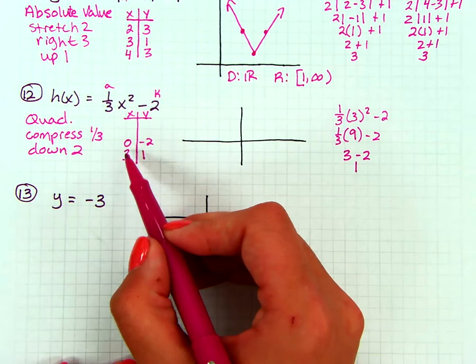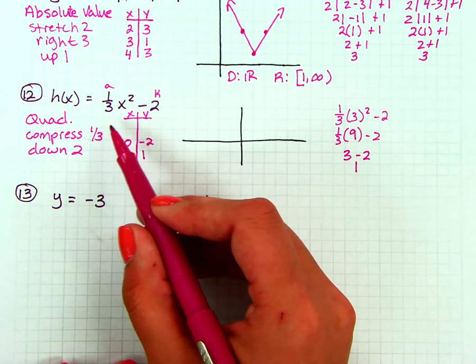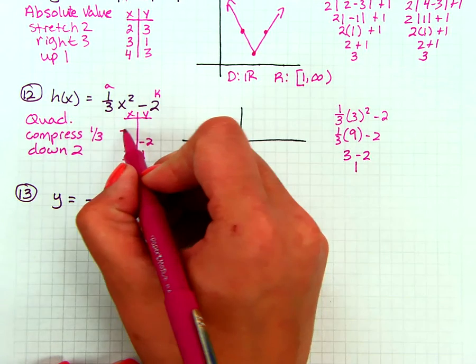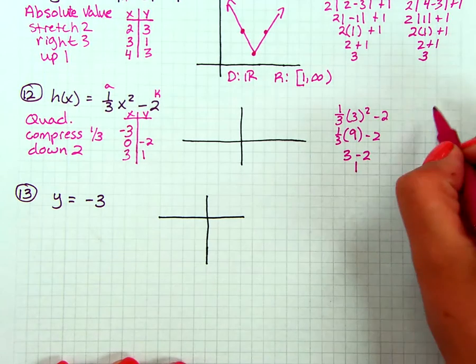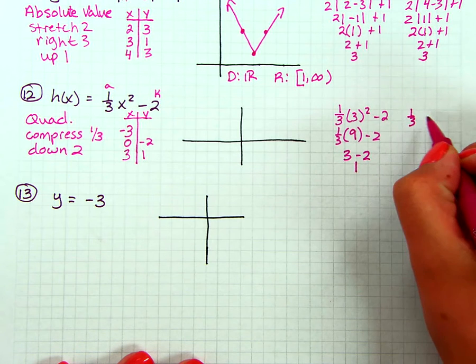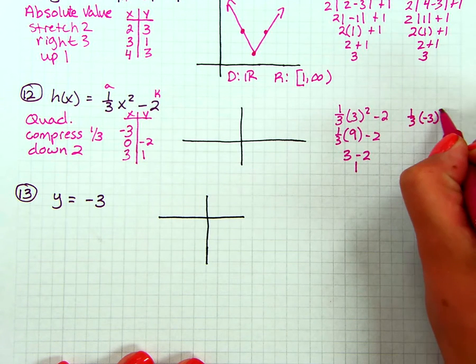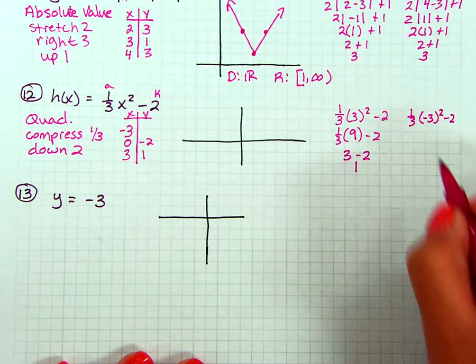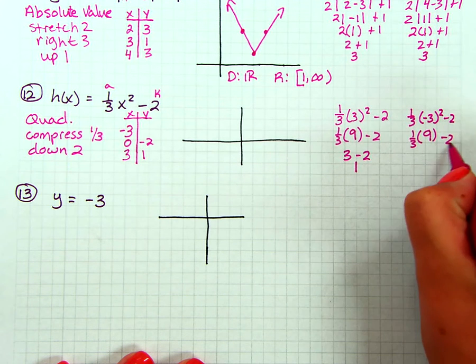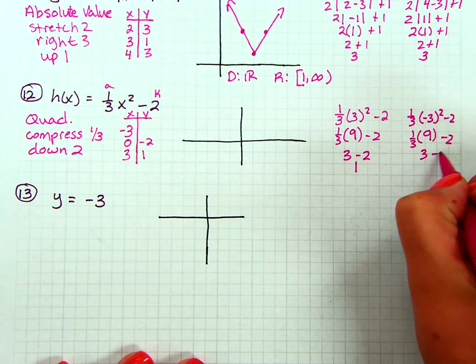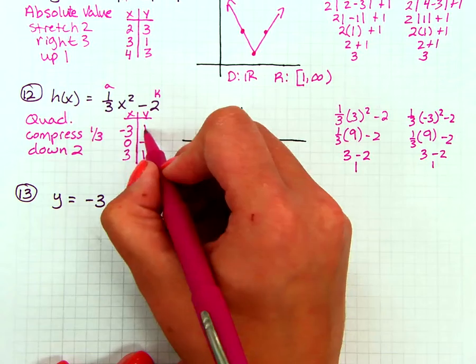So since I added 3 on the other side, that means I'm going to subtract 3. So I would choose -3 here. Okay. So again, substituting in, we would take 1/3, and then this time it's -3 squared minus 2. So -3 squared is still going to be a positive 9, times 1/3 is 3, 3 minus 2 is 1. So that's our y value.